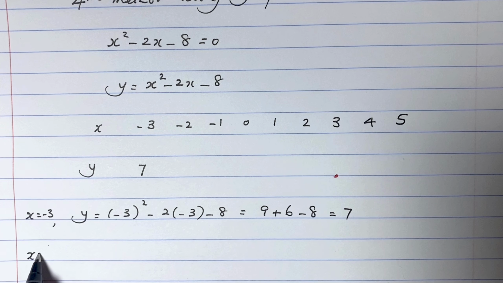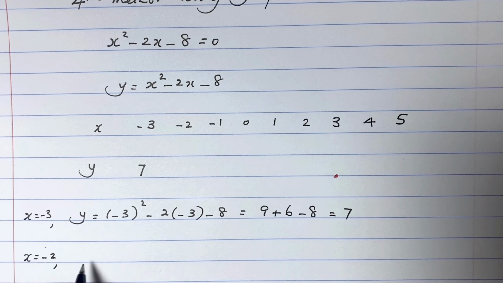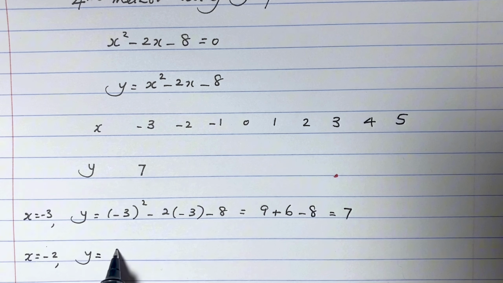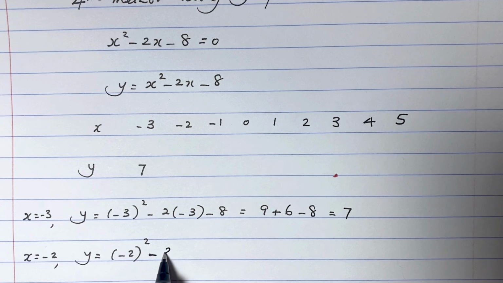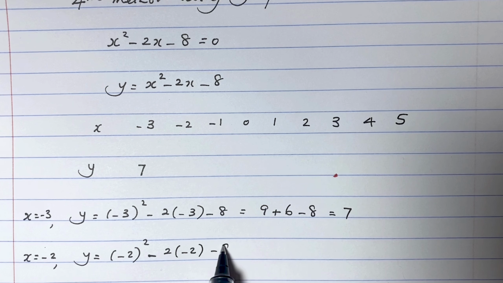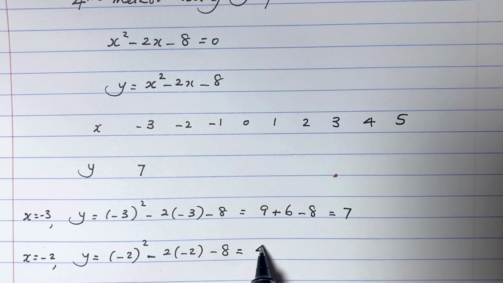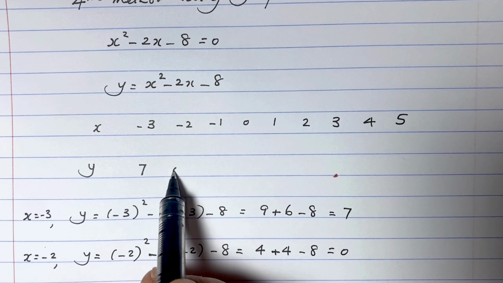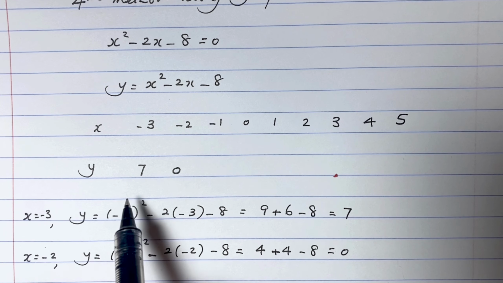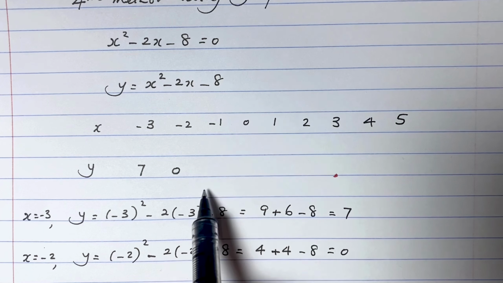And again, for x equals minus 2, minus 2 squared, minus 2 lots of minus 2, minus 8. And that would be 4 plus 4 minus 8 equals 0. Now, we have to do this for every number.